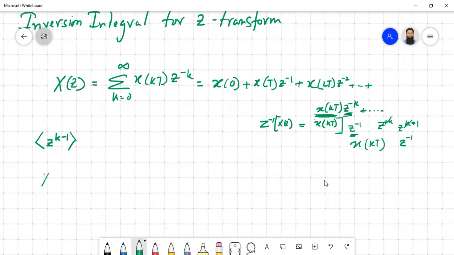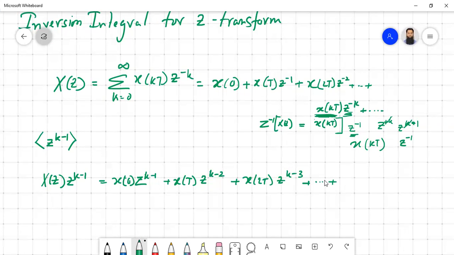So if you multiply, what we get on both sides is Xz z to the power k minus 1 equal to x0 z to the power k minus 1 plus xt z to the power k minus 2 plus x twice t z to the power k minus 3, and it goes up to xkt z to the power minus 1 and continues. As you can see, these are the negative powers of z, and if you proceed further, the next one will be z to the power 0 with some coefficient, the next with z to the power 1, then z to the power 2.